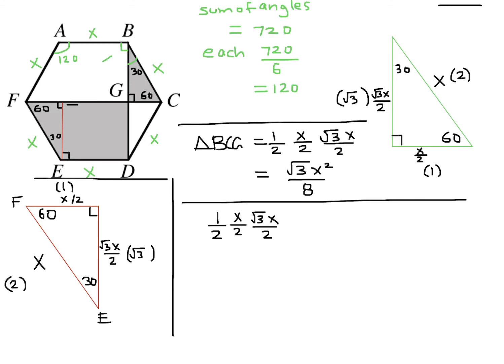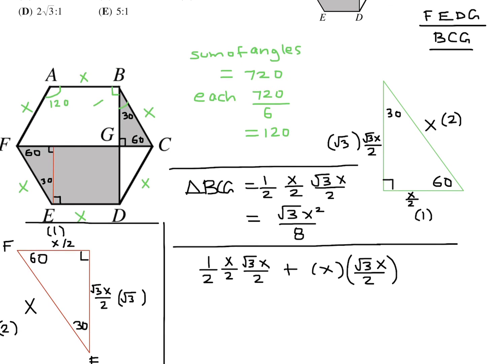But I also have to add this square, or rectangle, whatever shape it is. It's probably a rectangle. And that's, of course, pretty straightforward. That would be X, that part there, times that side, which is over here. It's root 3, X over 2. And what did I just figure out here? Well, I figured out our quadrilateral, FEDG, like this. Okay? So I hope that made sense.